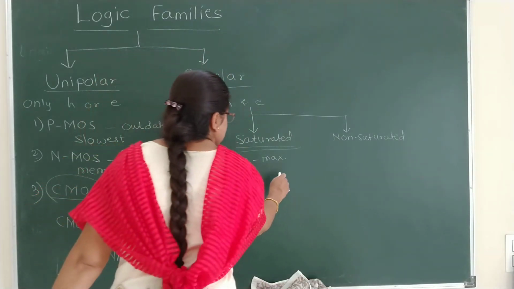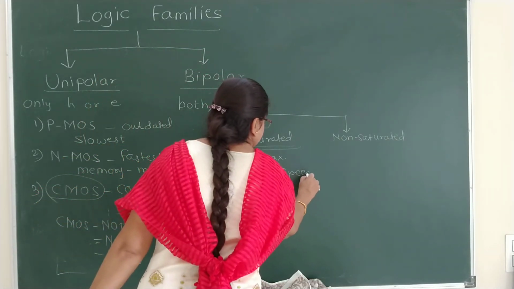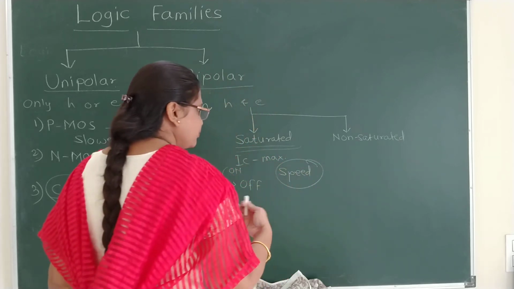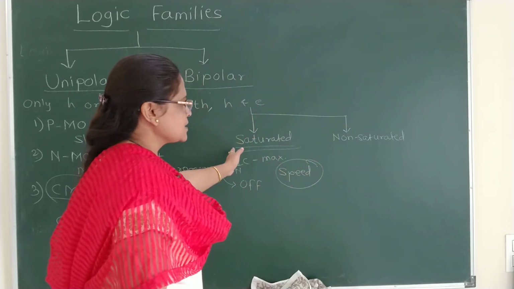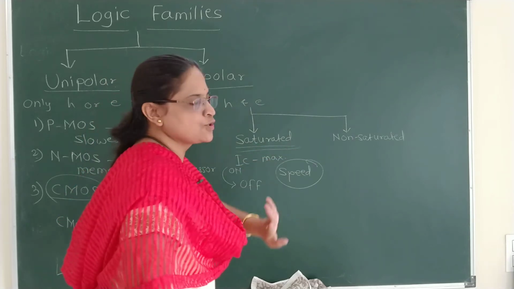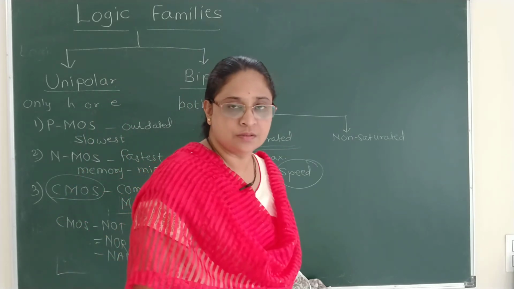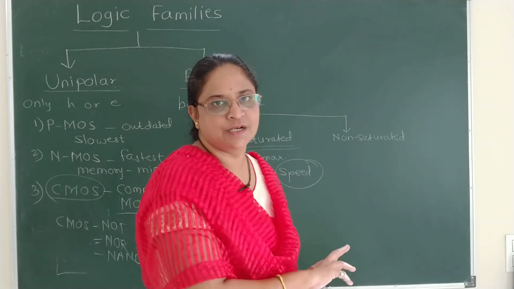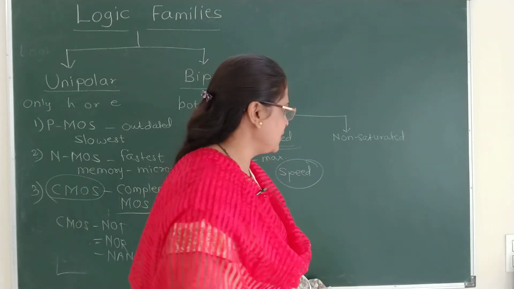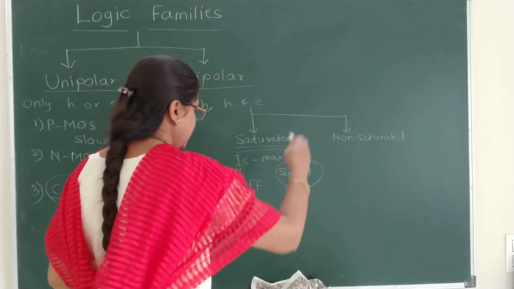Therefore, speed is affected. So to improve the speed performance, instead of operating the transistor in saturated mode, it is not allowed to enter saturation. That is the non-saturated type of bipolar logic family. So here speed will be better.